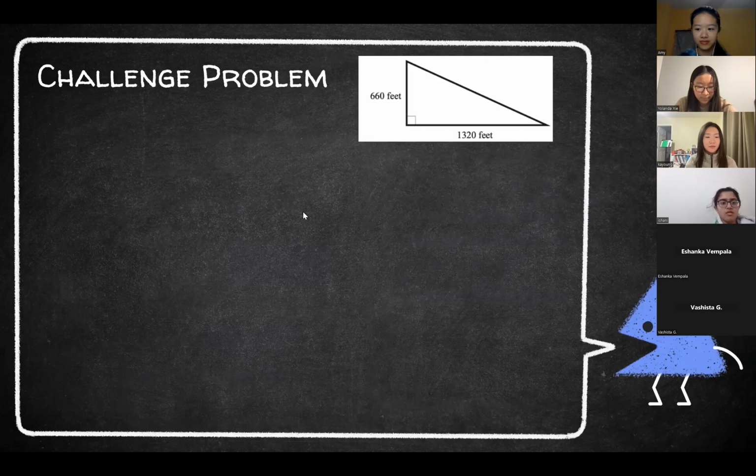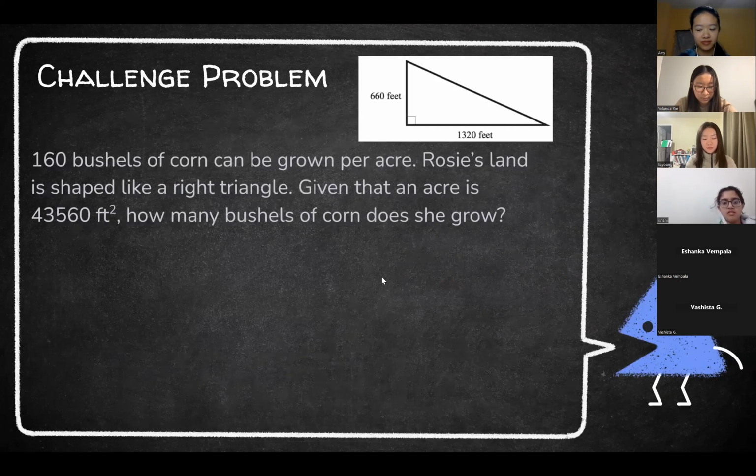Okay, so now let's go. So 160 bushels of corn can be grown per acre, and Rosie's land is shaped like a triangle. Given that an acre is 43,500 feet, how many bushels of corn can go?